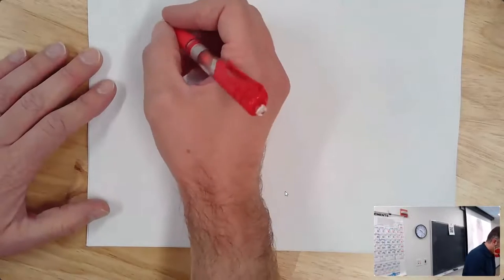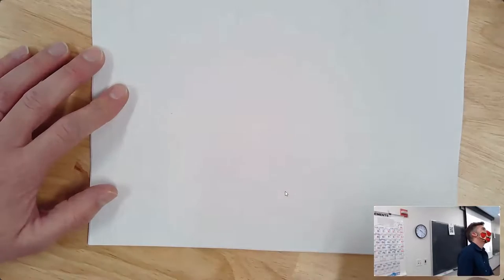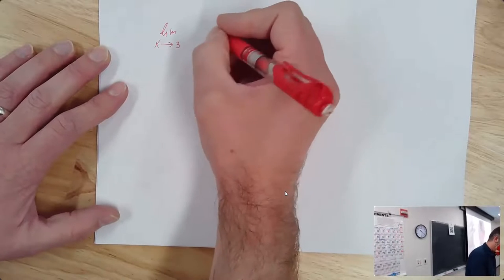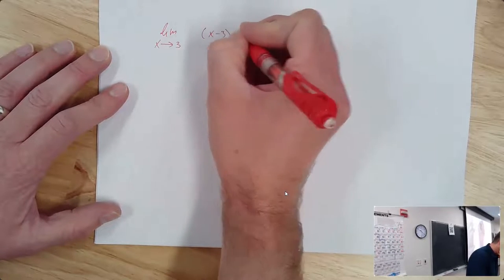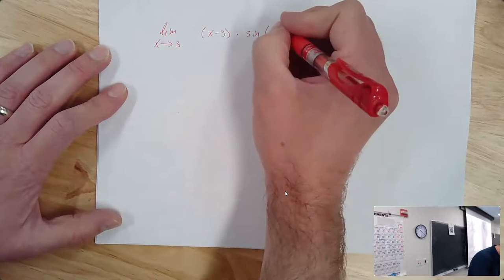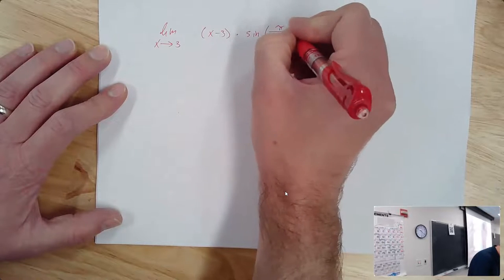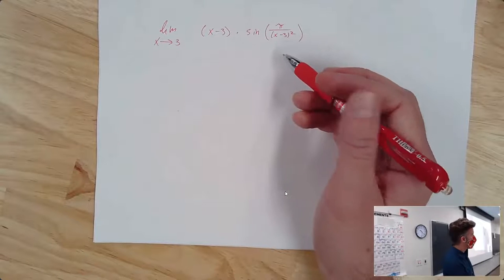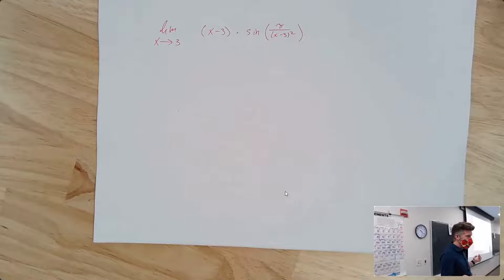Okay, so let's say we want to find the limit as x approaches 3 of x minus 3 times sine of pi over x minus 3 squared. Yeah, that's funky looking. So, can we just plug in 3? I mean, we could. Is it going to work? No. Why? Division by 0. Always a problem. So, we don't know what this limit is.